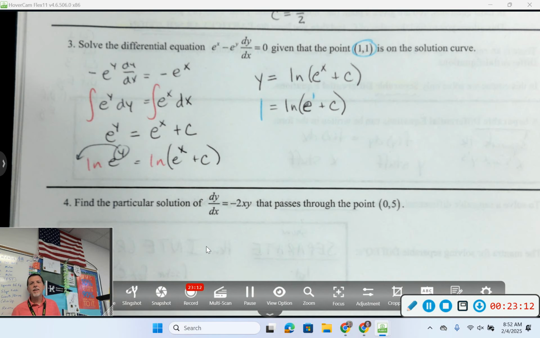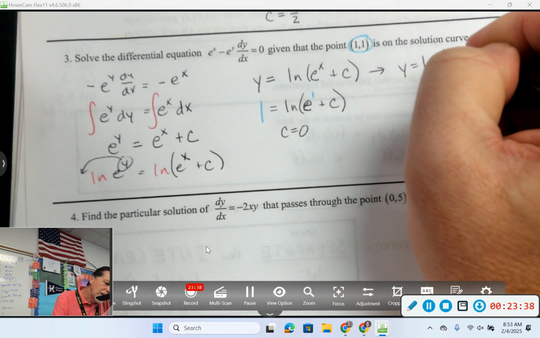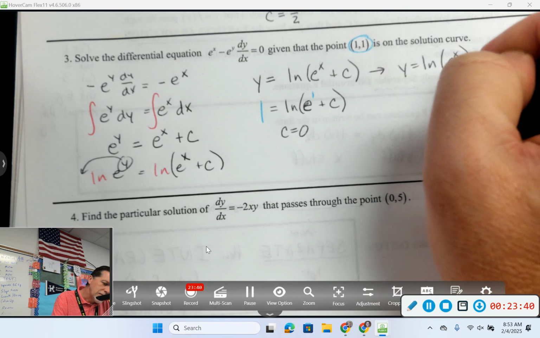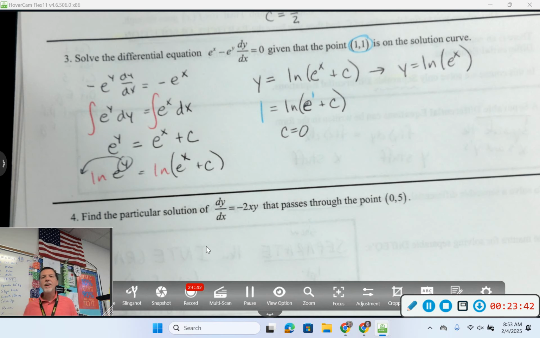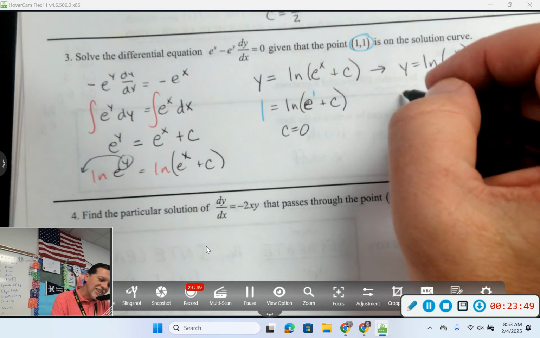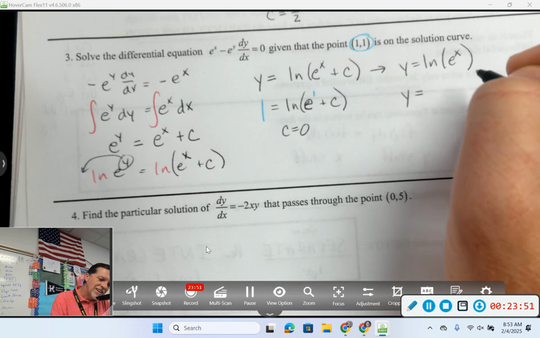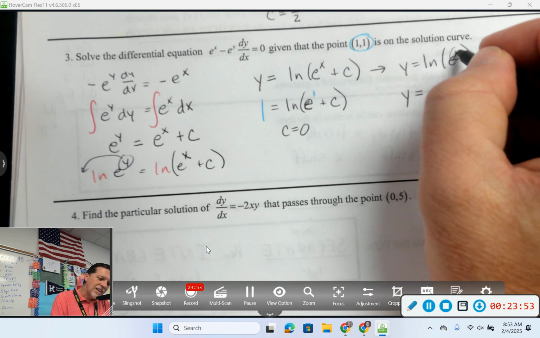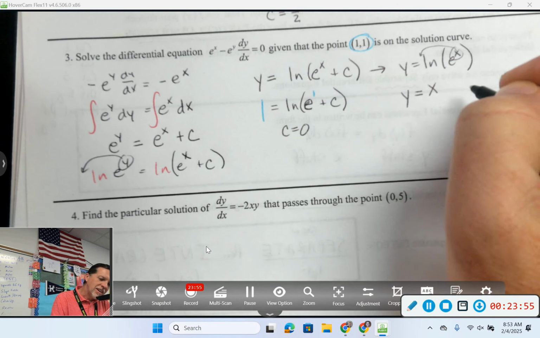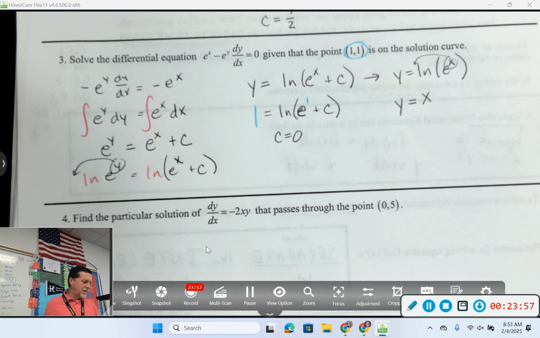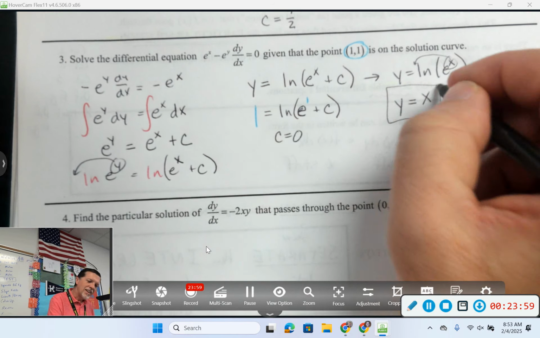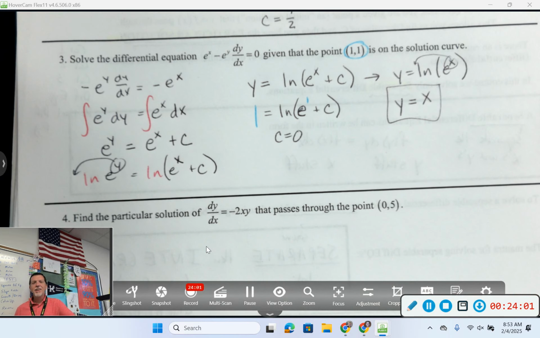So that means y equals natural log e to the x plus 0. This problem is getting easier as we go now. What's the natural log of e to the x? The x can come down front, and the natural log of e is 1. So that was a weird question to land at y equals x.